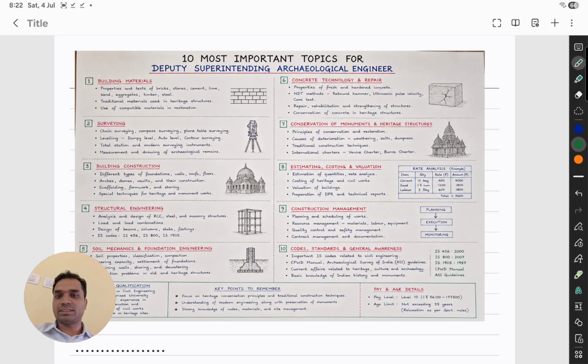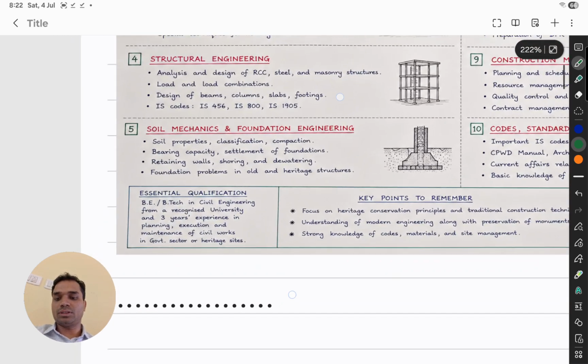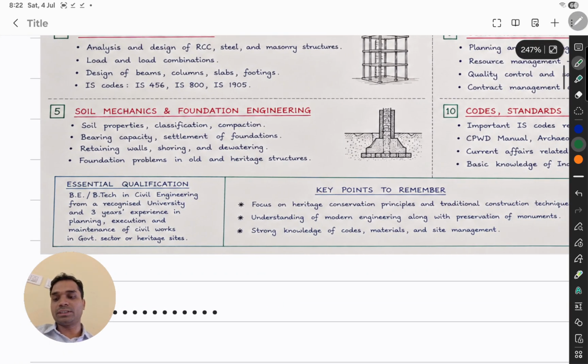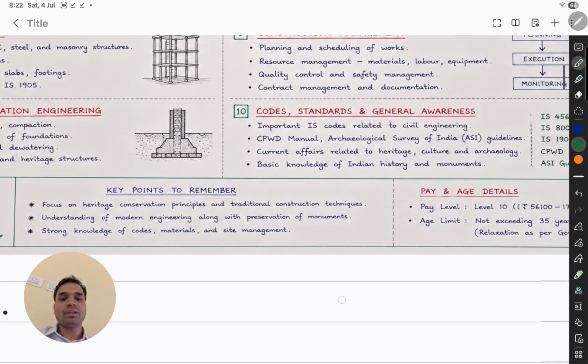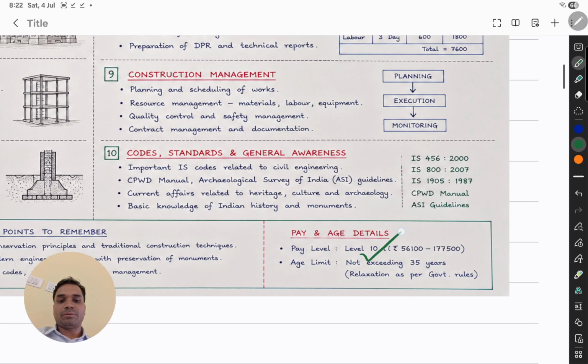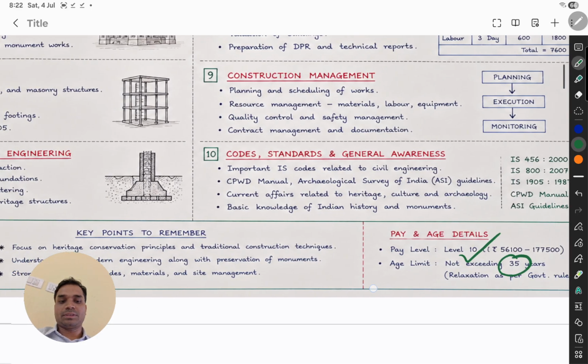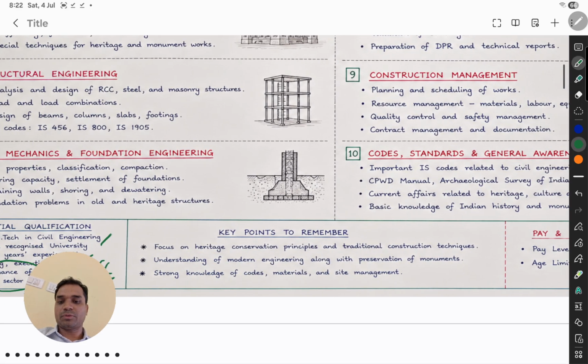If you are really interested in the Deputy Superintendent Archaeological Engineer post, as I already mentioned, they are emphasizing BTech civil engineers with government sector experience. So this is also important. This is a level 10 post, and they are providing a 35-year age limit.